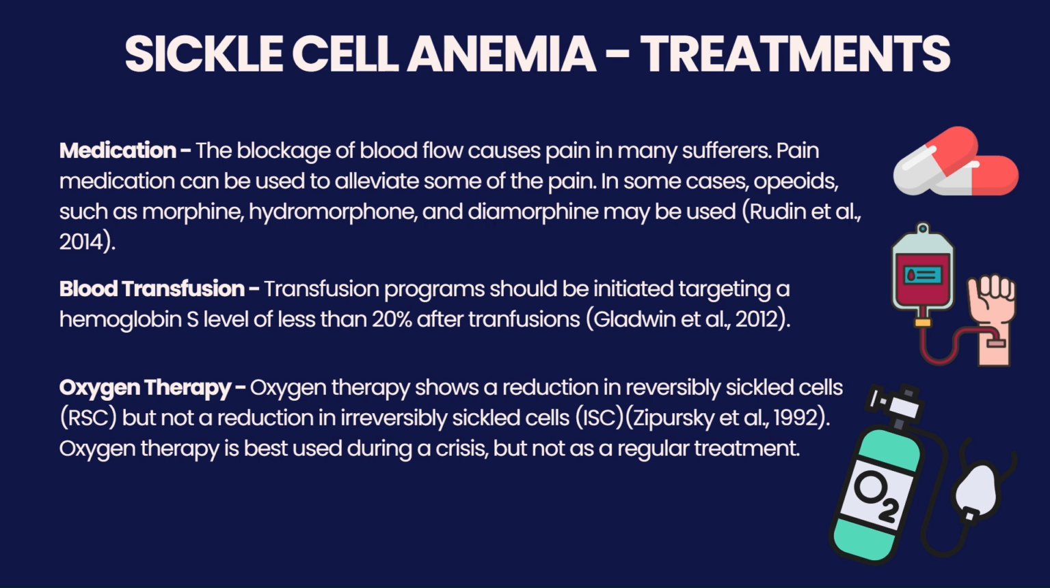Blood transfusions are an effective strategy when dealing with sickle cell anemia. Blood transfusion programs should be initiated targeting a hemoglobin S, or hemoglobin sickle, level of less than 20% after transfusions, which would hopefully replace the sickled cells with fresh, new, and healthy blood cells.